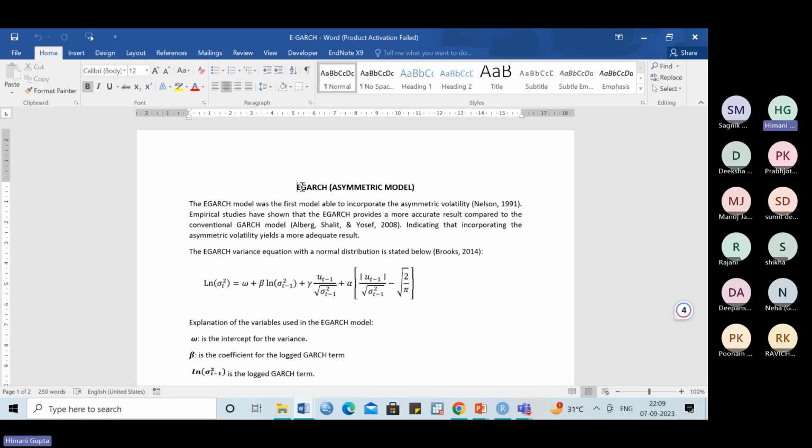Your standard GARCH was invented in 1986. And standard GARCH is saying that bad news and good news have the same impact. But actually, in real life, you will never find that good news and bad news have the same effect.